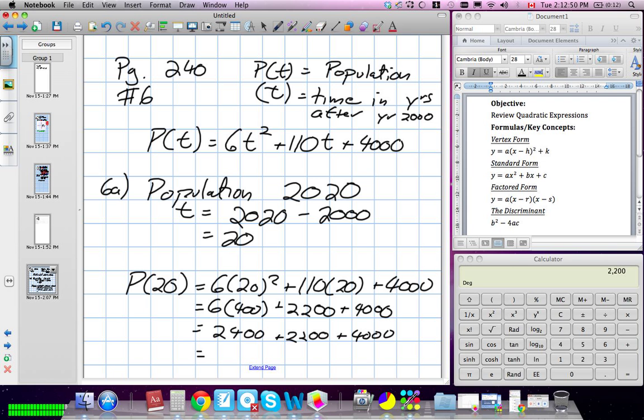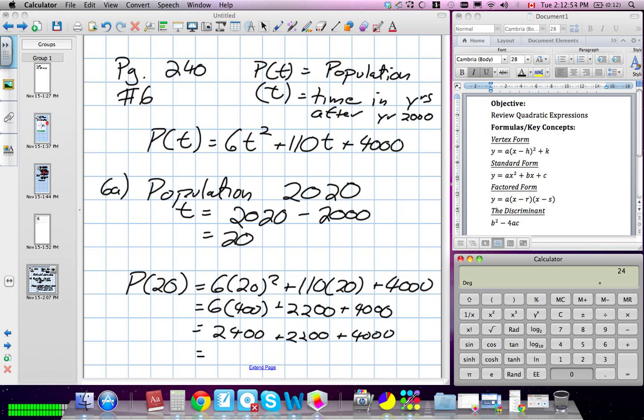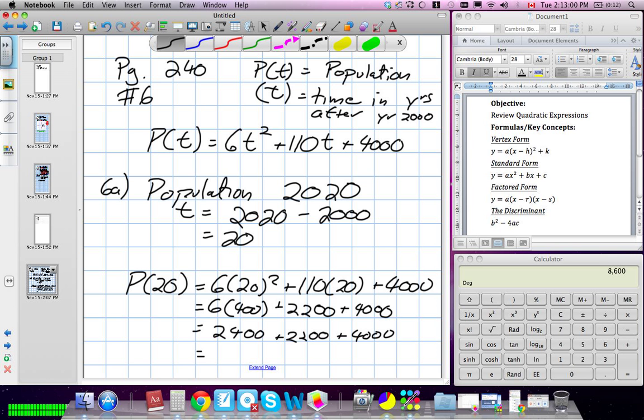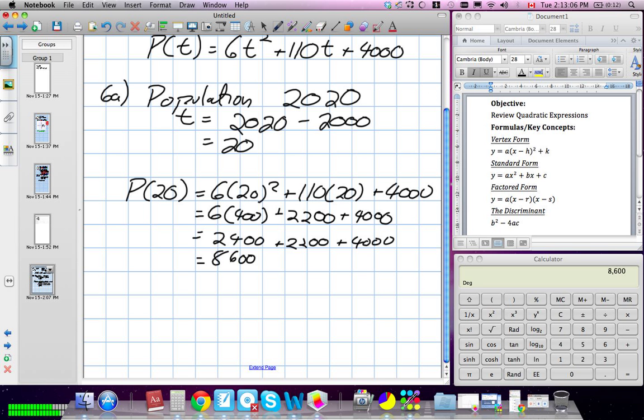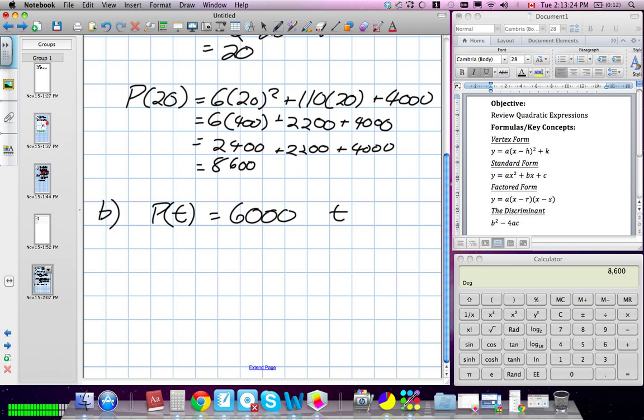Question B asks us, in what year will the population be 6,000? So in other words, they want to know when will P at t equal 6,000. So we're solving for t. What year? Our function again is P at t is equal to 6t squared plus 110t plus 4,000. Now this question's a little more difficult. I need to plug 6,000 in for P at t because that's our final population.